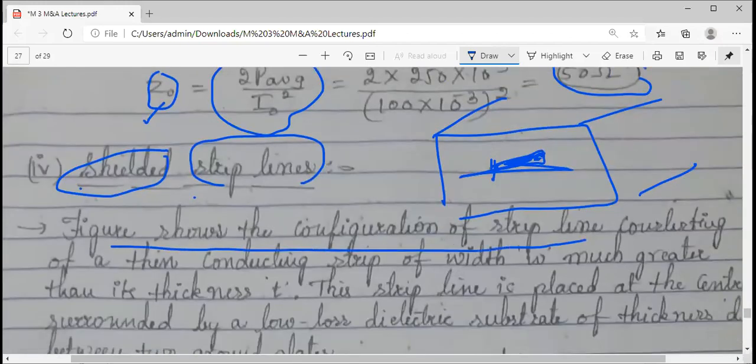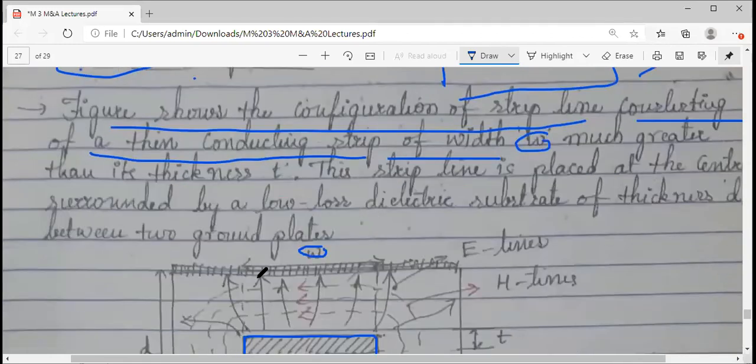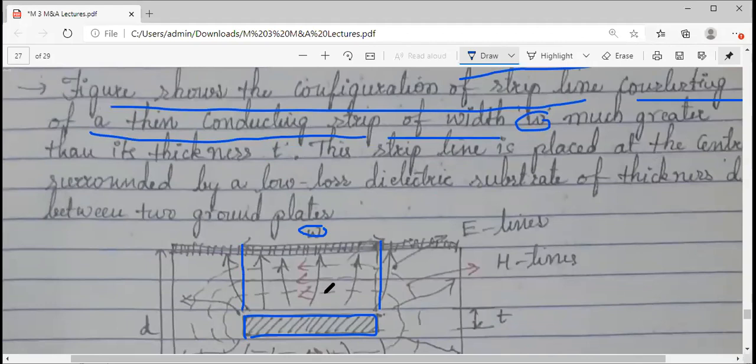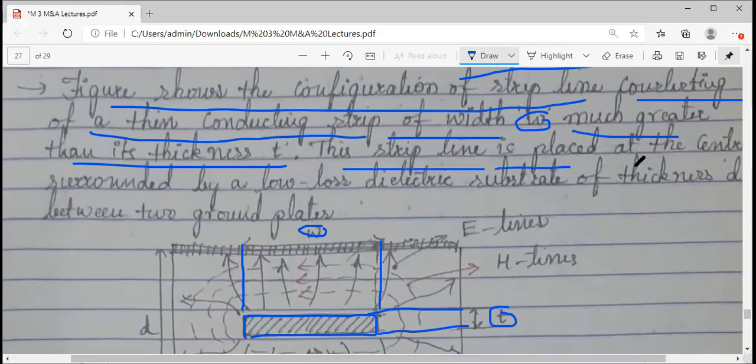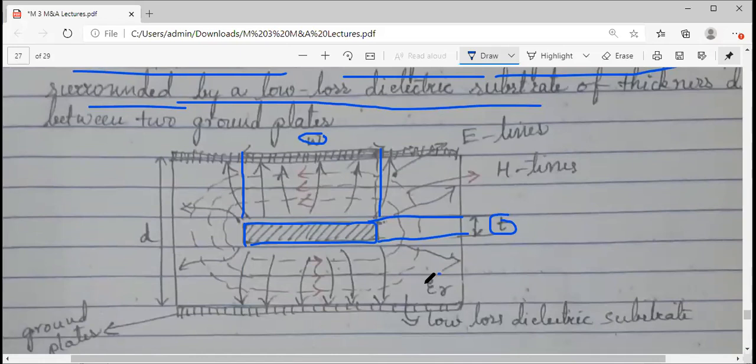The figure shows the configuration of the strip line. It consists of a thin conducting strip. It has its width W. You can see W, this is the width. And the width is very much greater compared to the thickness. If this is the thickness, so if you take the ribbon-like structure, a thin strip line, you have embedded it in the substrate. So this strip line is placed at the center of the substrate. It is surrounded by the dielectric substrate, and this substrate has its own parameter, that is relative permittivity.